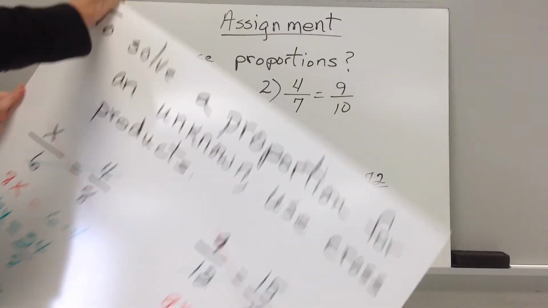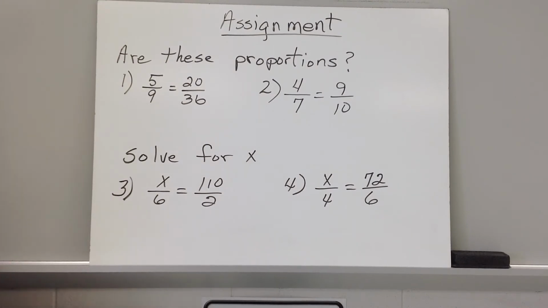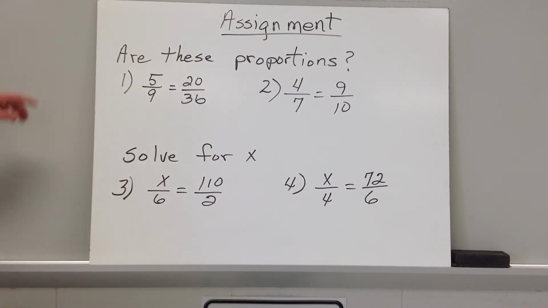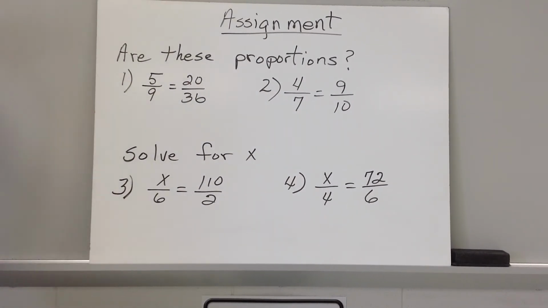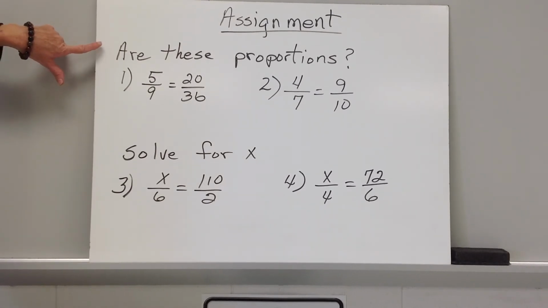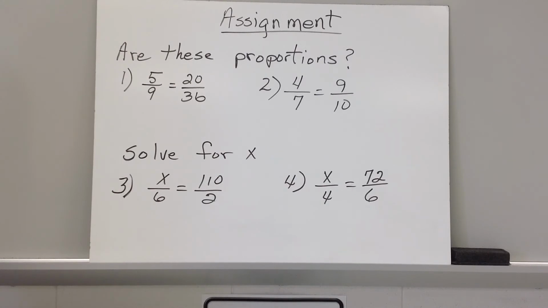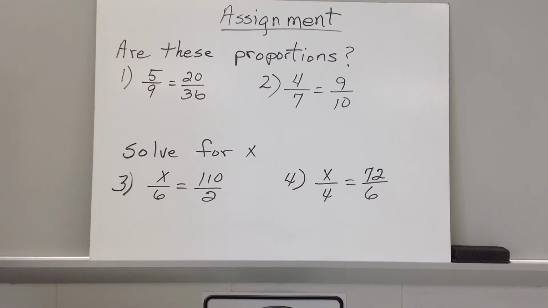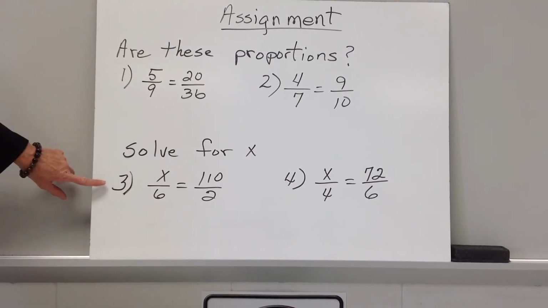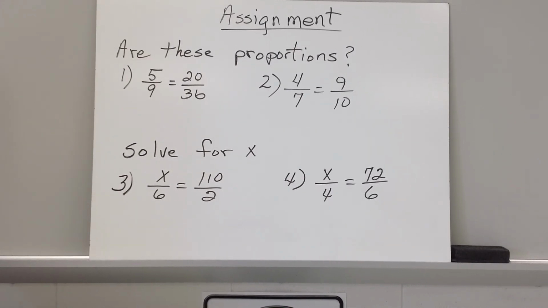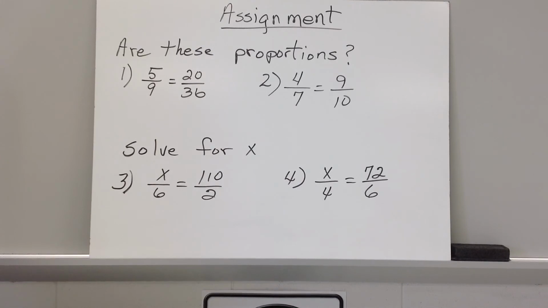I want you to use those two processes that we have just looked at, and as an assignment for tomorrow, I want you to, on number 1 and 2, find out if these are proportions. You can either use cross products or you can just simplify your fractions. And for number 3 and number 4, I want you to solve for x, solve for your unknown.